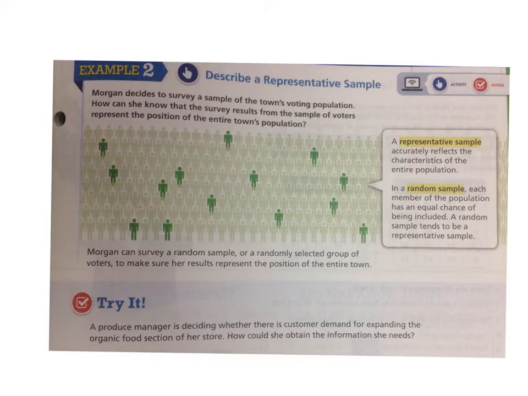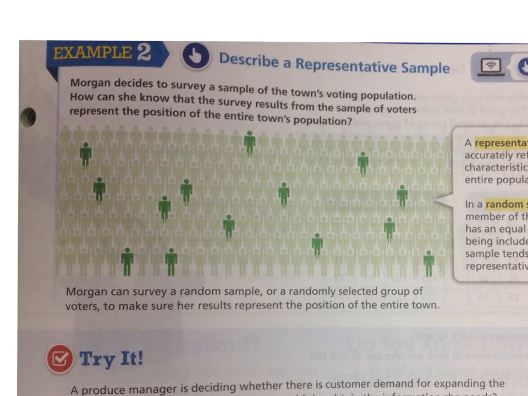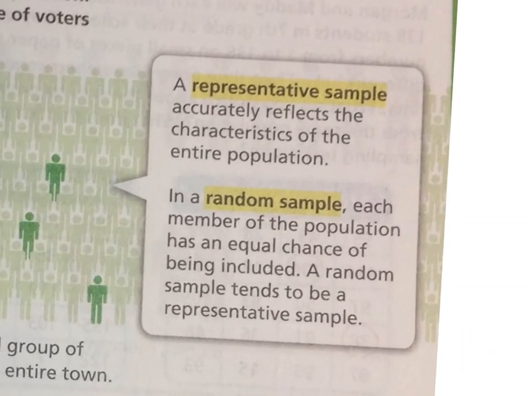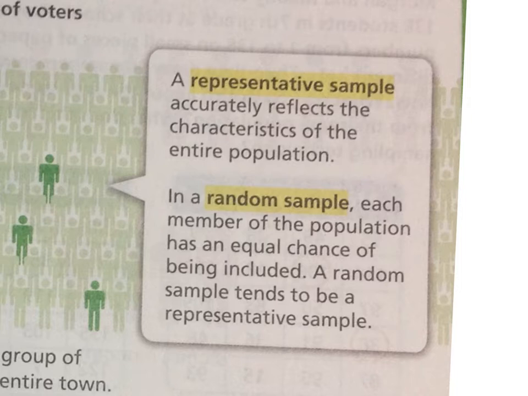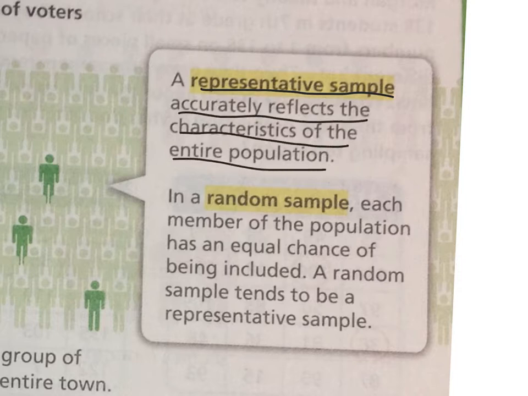So example 2 says describe a representative sample. So Morgan decides to survey a sample of the town's voting population. How can she know that the survey's results from the sample of voters represent the position of the entire town's population? So what she can do is do a random sample. So here's a couple more vocabulary words. A representative sample accurately reflects the characteristics of the entire population.